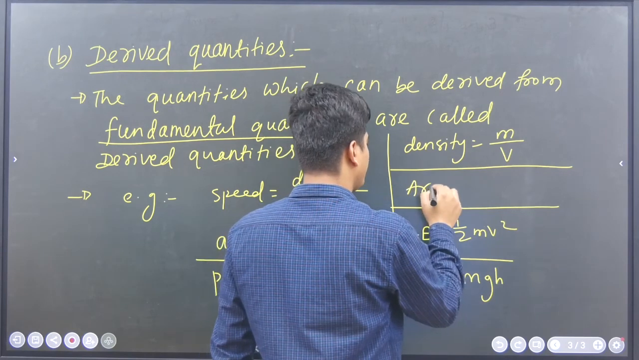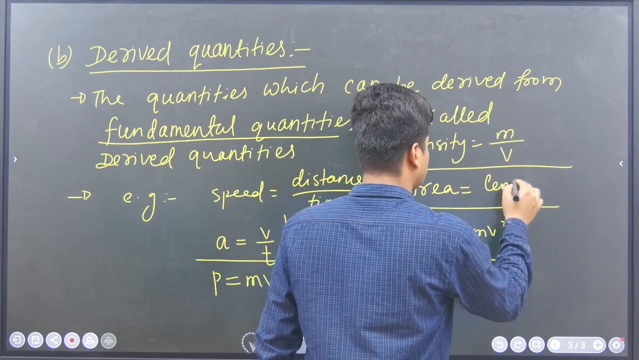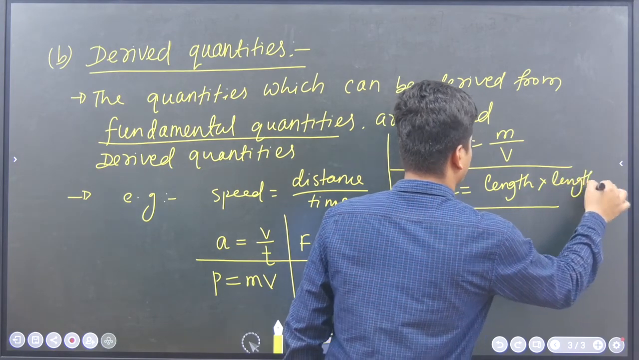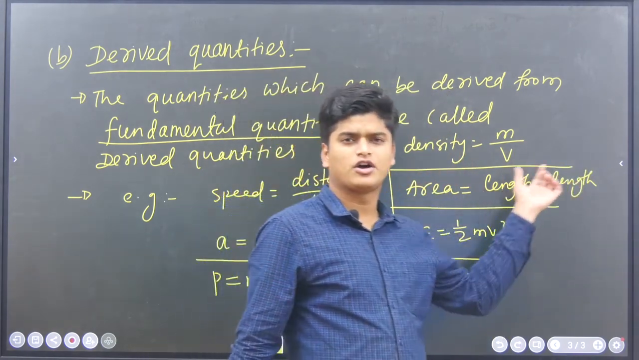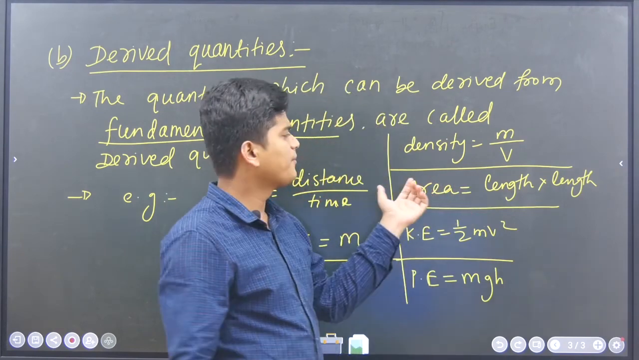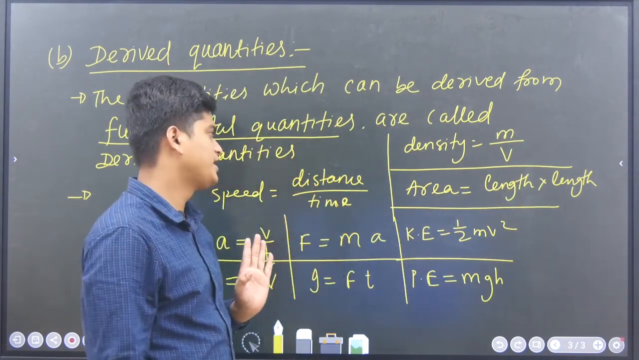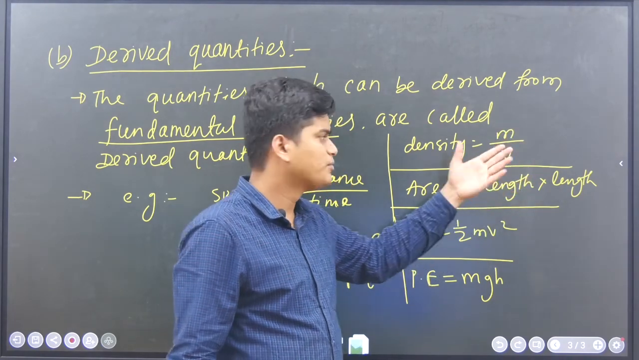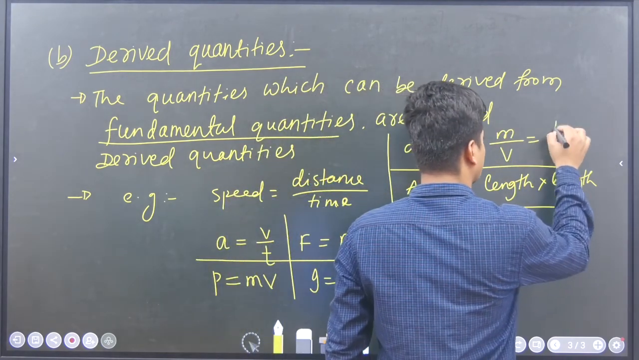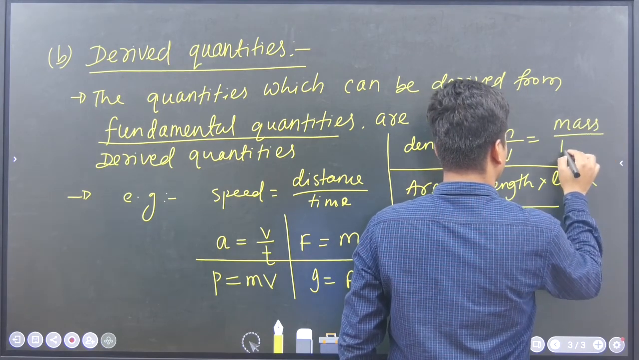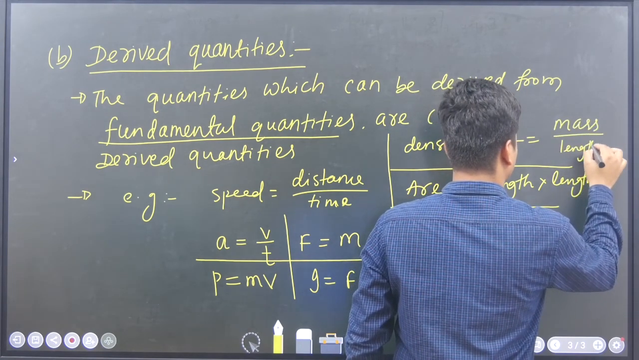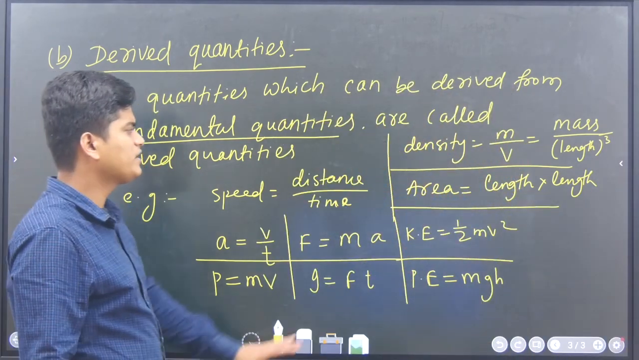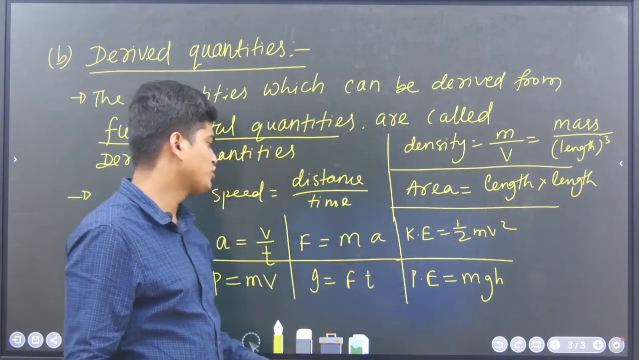Suppose you want to write area, it is nothing but length into breadth, or you can write basically length into length. So, meter into meter it will come. Length is fundamental, so fundamental into fundamental is coming again a derived quantity. Here mass is fundamental, but in volume you have length to the power 3. So, you can write it is mass by length to the power 3. So, you can tell this is basically a derived quantity: density, area, kinetic energy, potential energy.